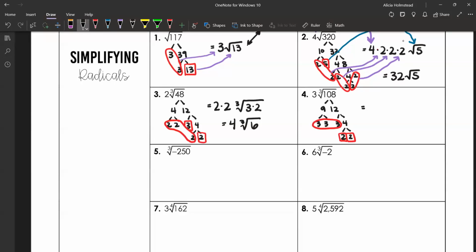All right, so we've got the 3 outside that's got to stay outside. We've got the 3 from our group of 3's. Everything else has to stay inside, so we'll have the cube root, and then we have 2. 2's left over, so those get multiplied. 3 times 3 is 9. 2 times 2 is 4, so that simplifies to 9 cube root of 4.